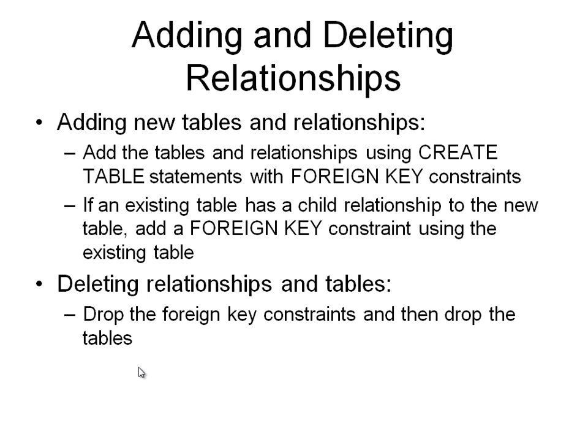To add new tables and relationships, add the table and relationships using the create table statement with foreign key constraints. If an existing table has a child relationship to the new table, add a foreign key constraint to the existing table. To delete relationships and tables, drop the foreign key constraints and then drop the table.